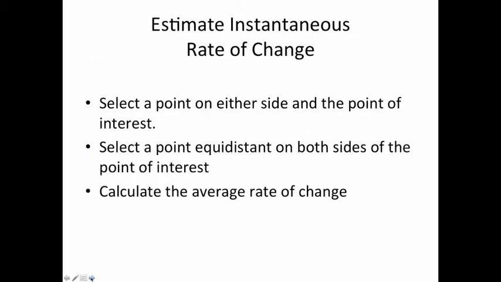In order to estimate instantaneous rate of change, you either have to select a point on either side of the point of interest, or select a point equidistant on both sides of the point of interest, and once you've done that, then you'll calculate the average rate of change. Now let's look at an example of that.